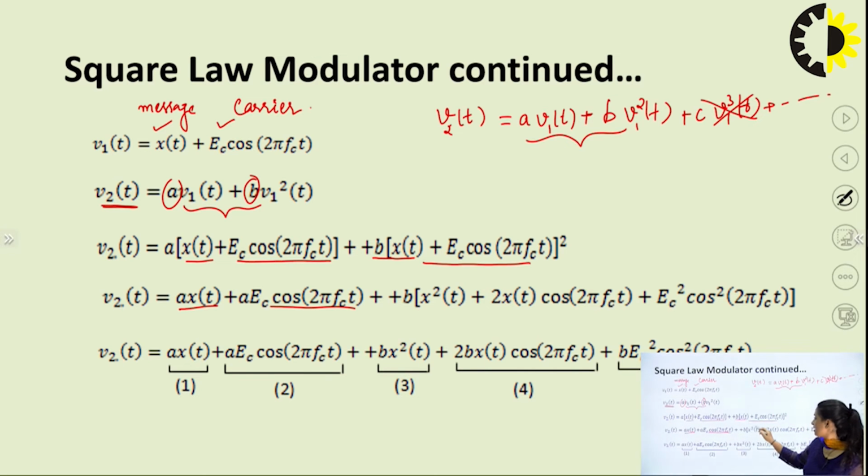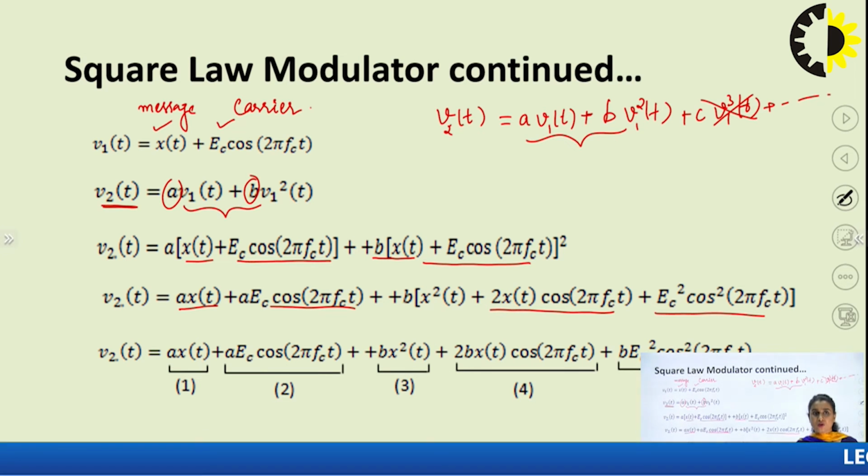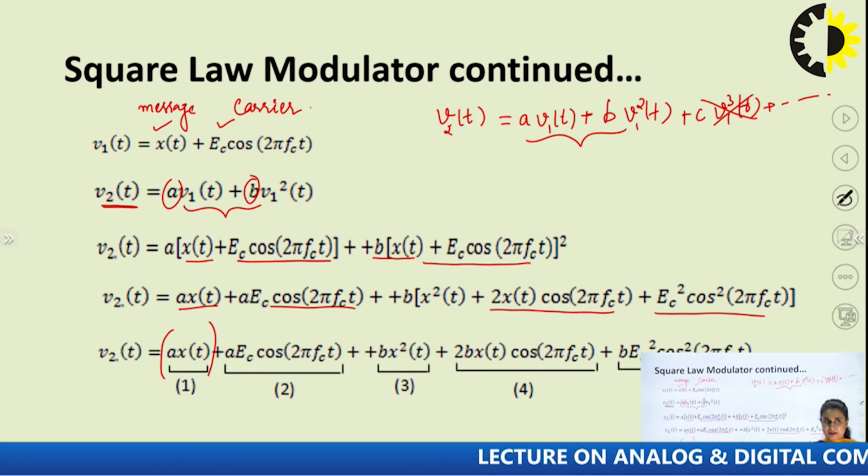Here a square plus 2ab plus b square, right? Simple trigonometric formulas are applied, and when I expand it further, I do get these 5 components. What are these components? Let's see. My first component has purely my message part, xt is my message.